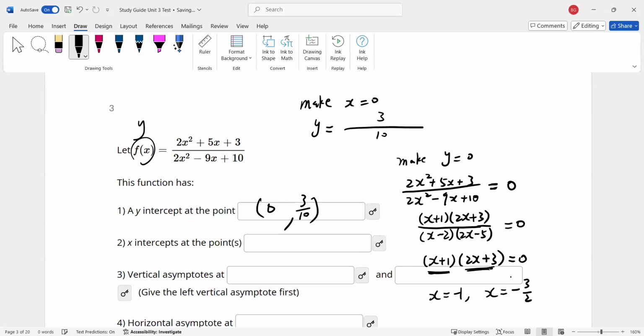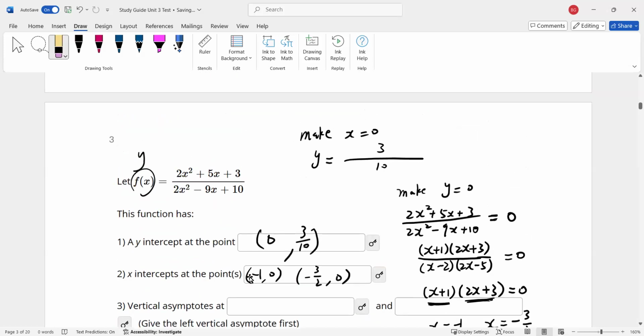So the function has 2 x-intercepts at the points: the first point, (-1, 0), and the second point, (-3/2, 0). Read the question carefully to see how you enter the answer. It should tell you whether you need a comma between the two points or not. You're going to have to look at the question; I don't have it here.